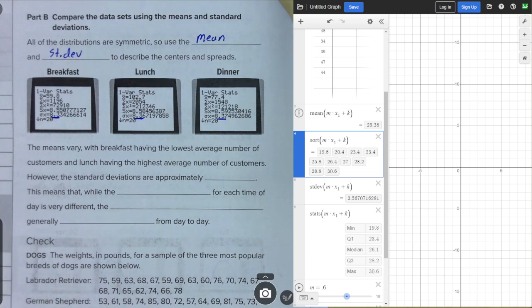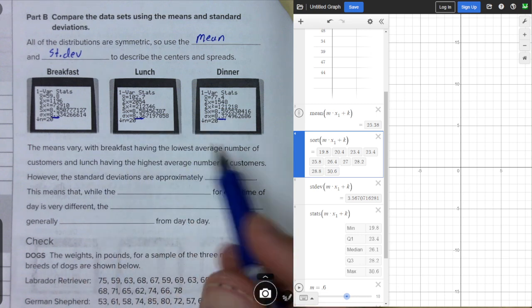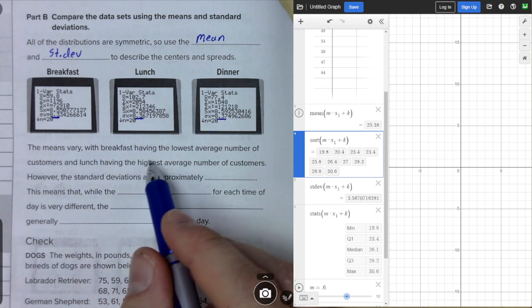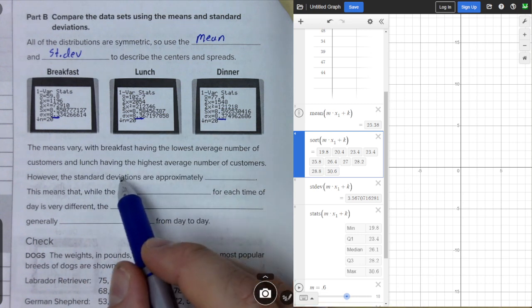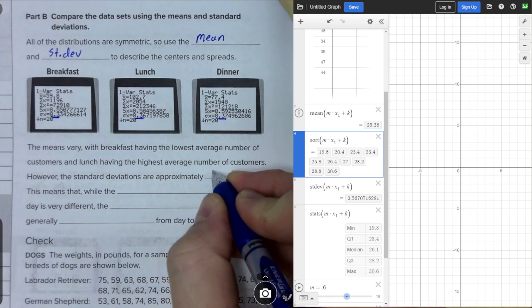So that's actually pretty nice. That means even though we have different numbers, the average or the likelihood that people come in and out are about the same. So it's always like plus or minus 8 people. That's pretty consistent business across the board. The means vary, with breakfast having the lowest average number of customers and lunch having the highest. However, the standard deviations are approximately the same.